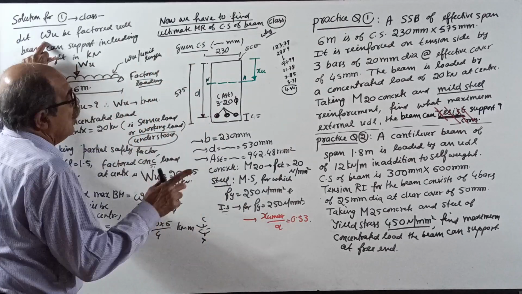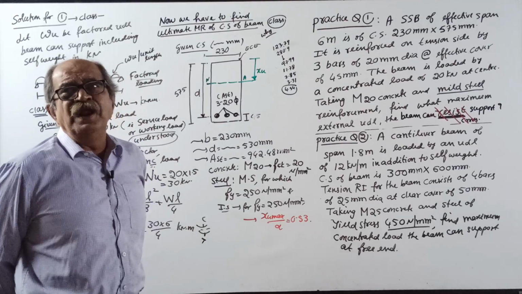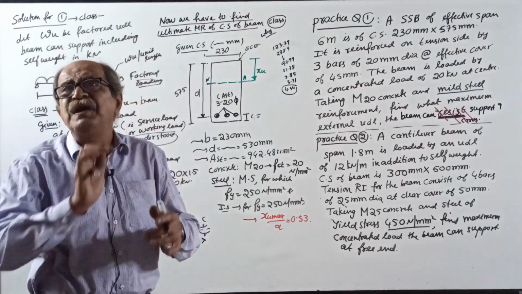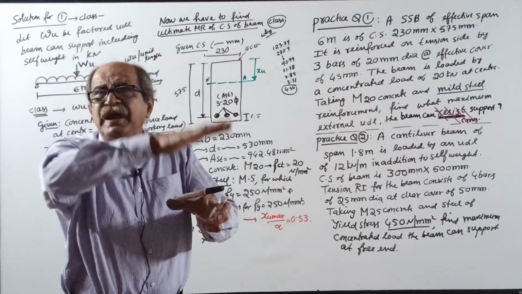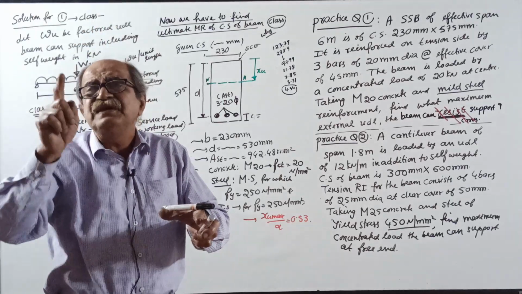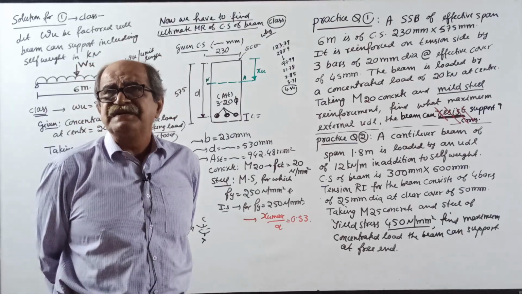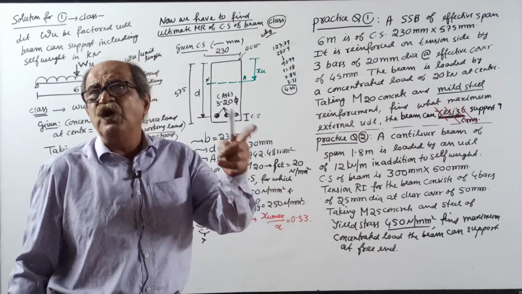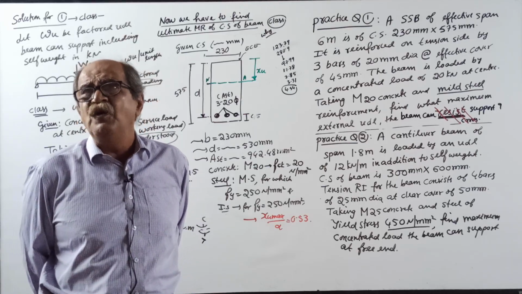Now start. Unknown: what is unknown? You write. See, class, whatever I tell here, you write. Unknown is a UDL. They are asking how much external UDL the beam can support. Now write: whatever external UDL you are applying on the beam, finally the beam will have that UDL plus one more extra UDL, its own weight. Suppose you apply externally 10 kN per meter and self weight is 3 kN per meter. Then finally the UDL on the beam will become 10 plus 3, 13 kilonewton per meter.